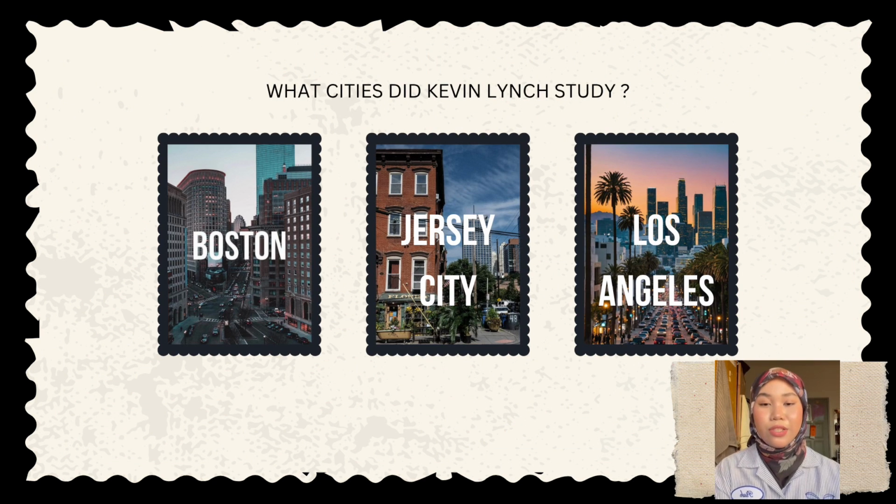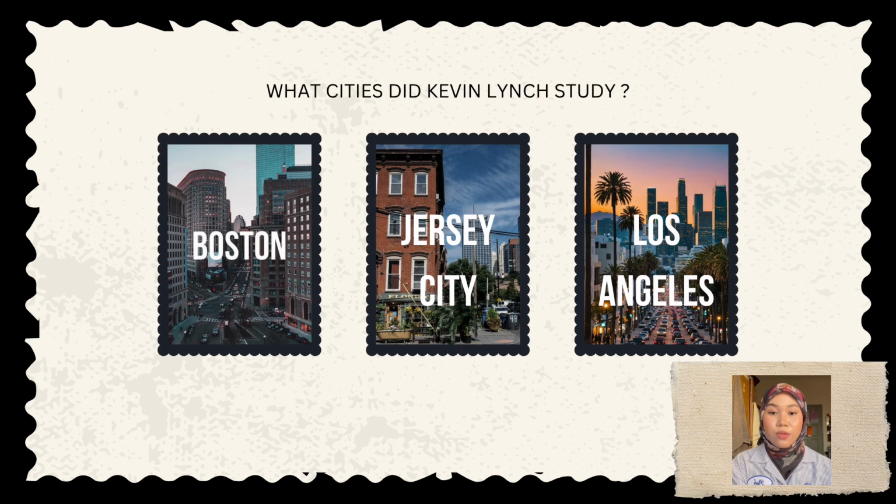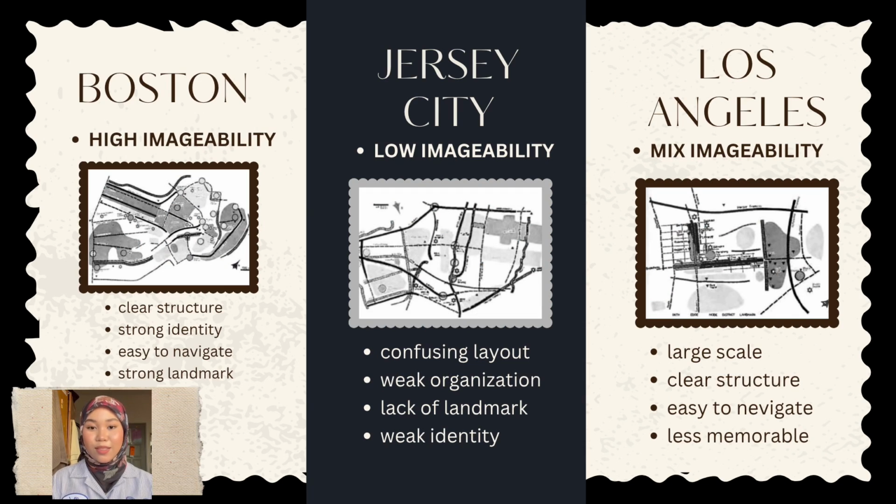Kevin Lynch studied 3 different cities: Boston, Jersey City, and Los Angeles. These areas were chosen because they have different urban characteristics, which help us understand how people perceive and experience a city. First is Boston. Boston has high imageability. This means the city is easy to remember because it has a strong identity, clear structure, and many recognizable landmarks. However, its layout can be complex, which sometimes makes it difficult to navigate.